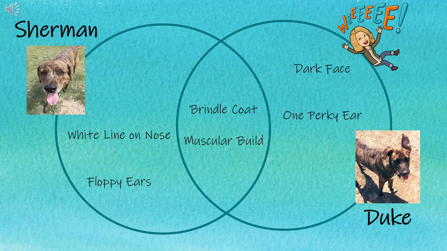By organizing the information from the text into this Venn diagram, we can easily see the similarities and differences between Sherman and Duke. Both dogs have a brindle coat and a muscular build, while Sherman has a white line on his nose and floppy ears, and Duke has a darker face and one perky ear.